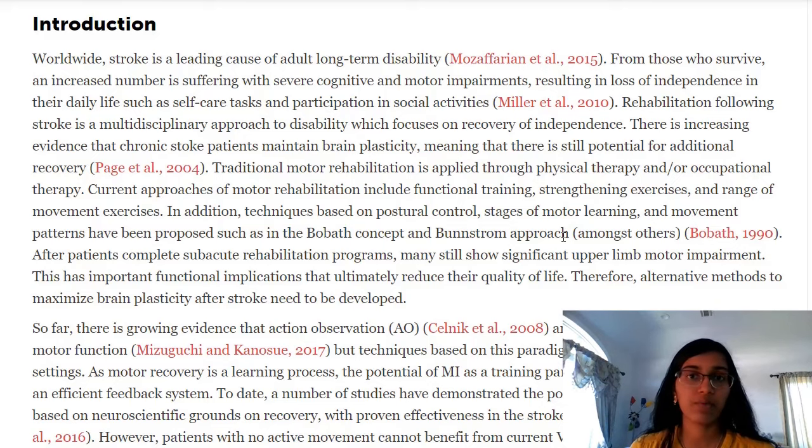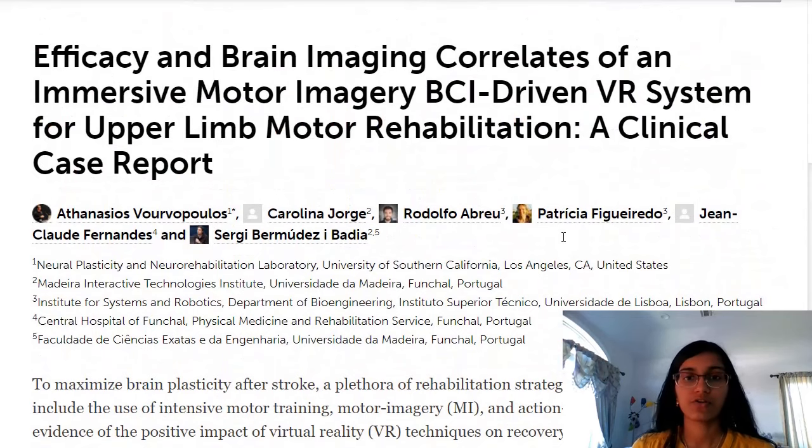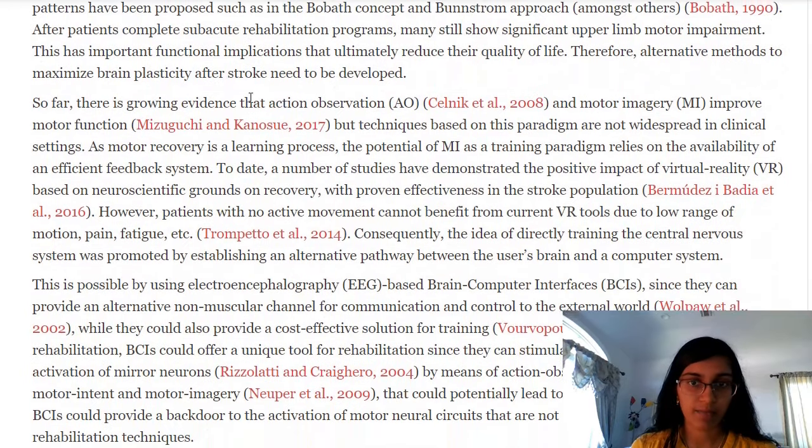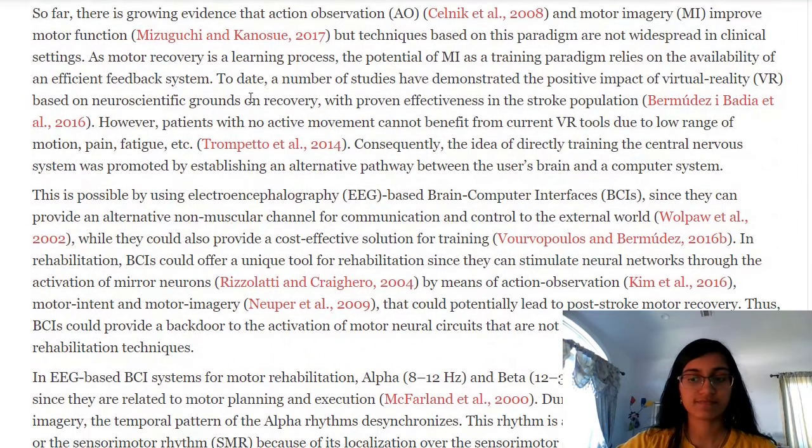Okay, so now we're going back to the title, to see why this immersive motor imagery BCI-driven VR system is necessary for rehabilitation. They have established the effects of a chronic stroke, and also why rehabilitation helps, but doesn't necessarily aid full recovery, and can only get you partially there. So the alternative they are proposing is a BCI-driven VR system, which we will now see how it helps the patient.